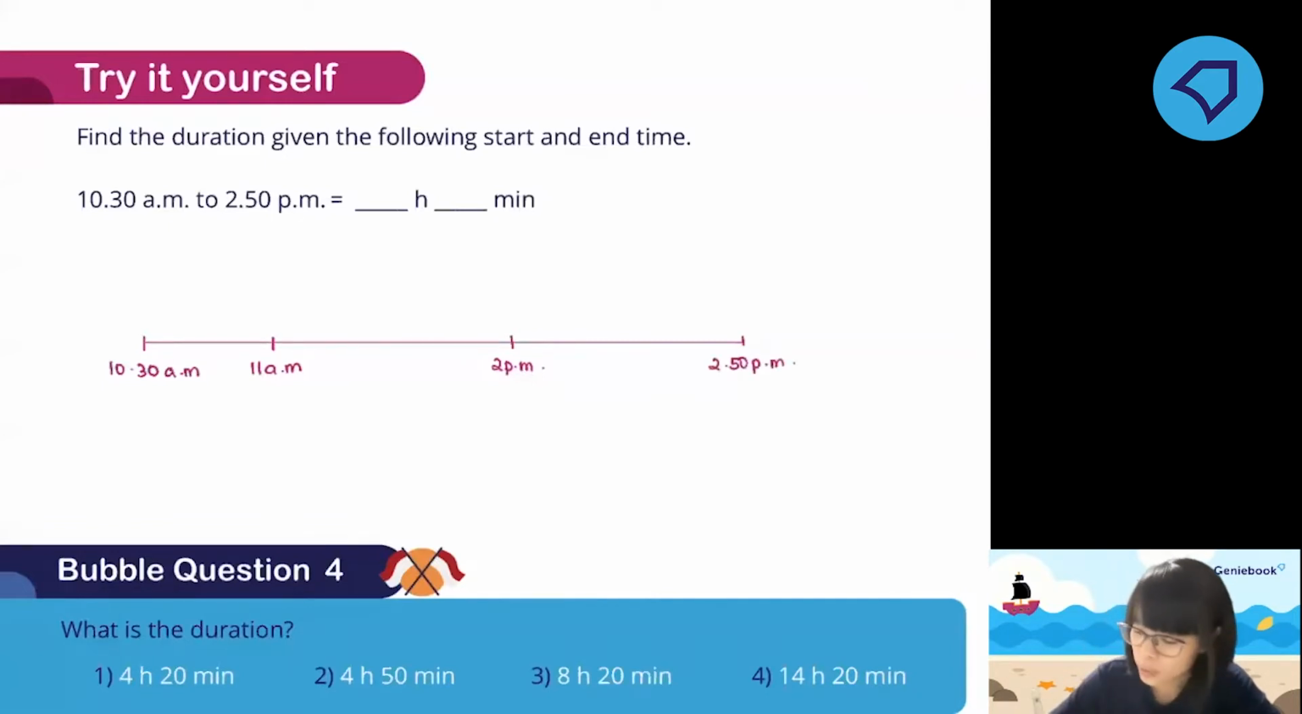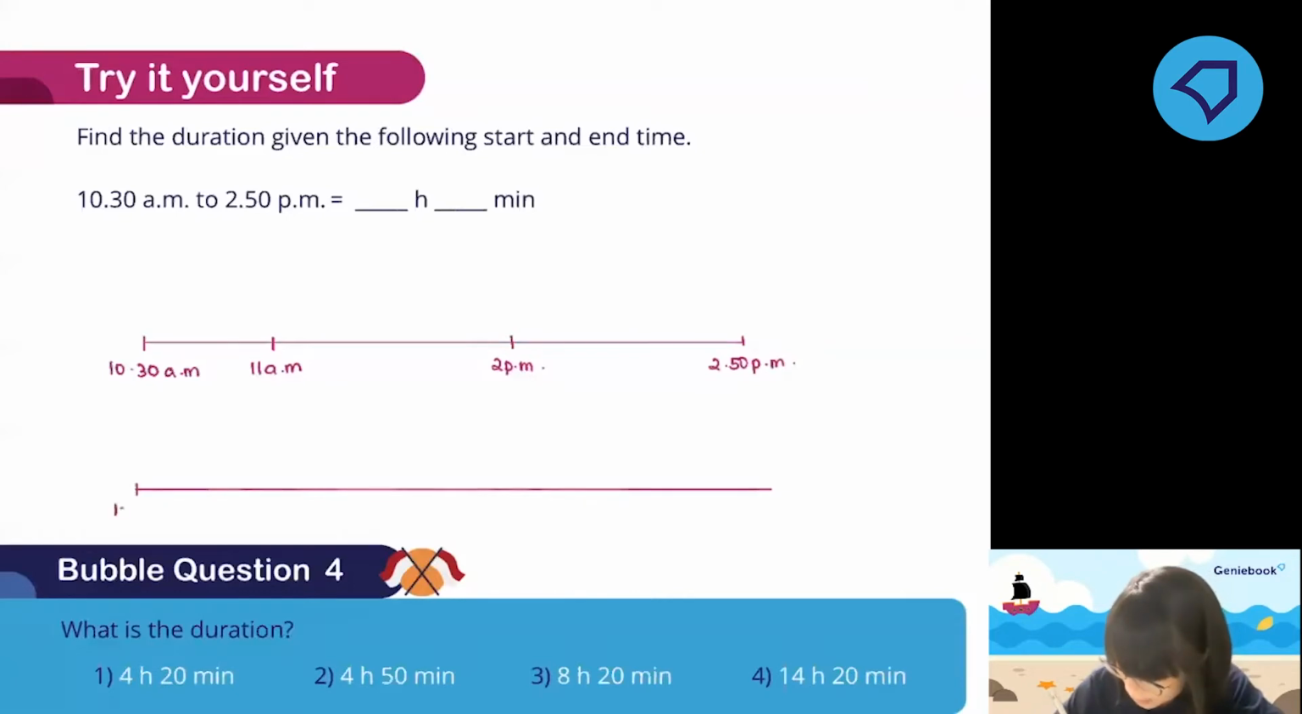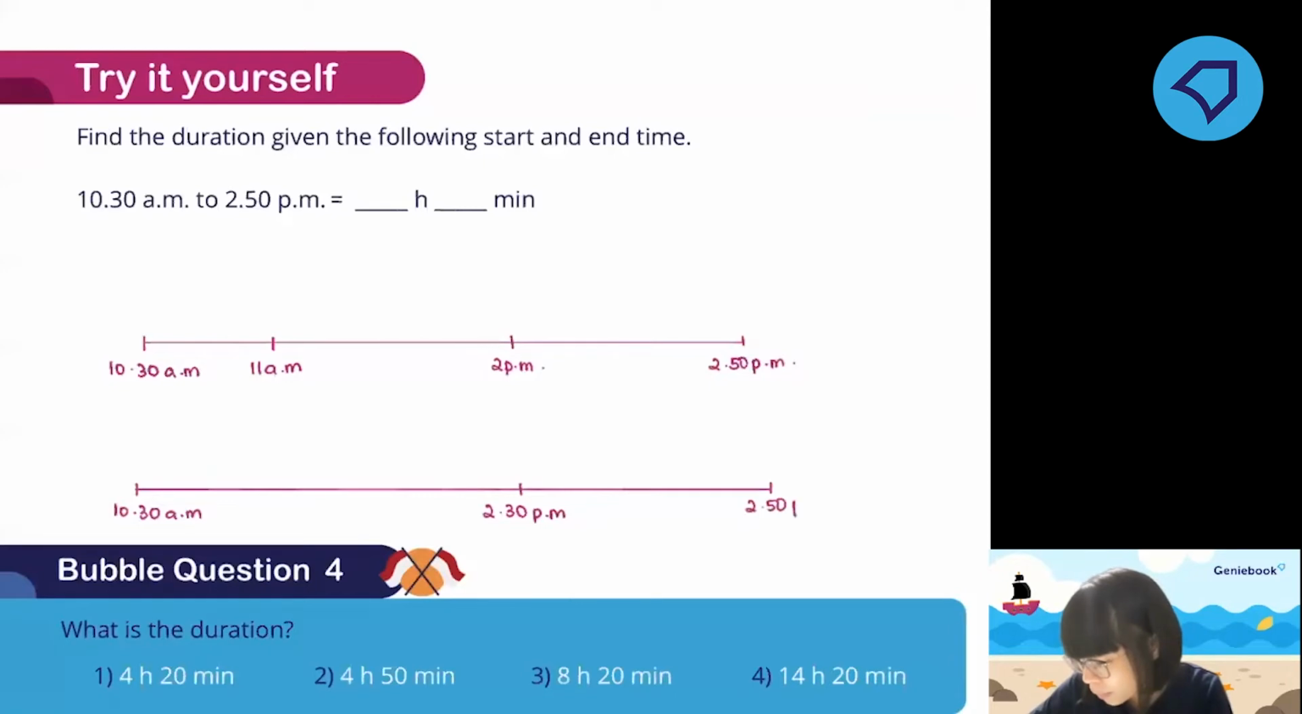Okay, this is one way you can do it, or another way, which might be a little bit easier. Okay, you can do from 10:30. Because it is at 30, you can do it to 2:30 p.m. Okay, 10:30 to 11:30 is 1 hour, 11:30 to 12:30 is another hour, 12:30 to 1:30, 1:30 to 2:30. Then from 2:30 all the way to 2:50. How long would that be?